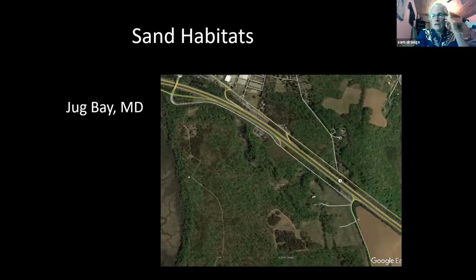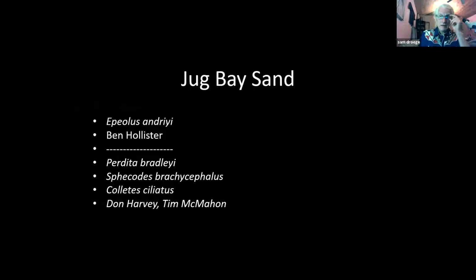Here's an example, Jug Bay, it's near where I live. It's got wind-blown sands from the Patuxent River, and it forms, over millennia, big sand deposits, very dry, traditionally, for lots of reasons, from Indians to dry and fire and things. It was open, prairie-like, and deep sand, and there we have a whole series of very rare bees that nest only in those areas. And we'll talk about coastal areas to begin with.